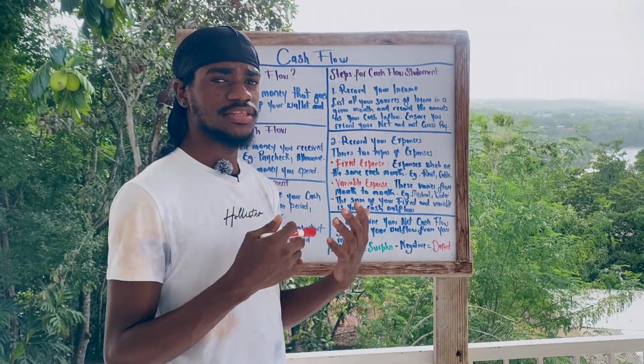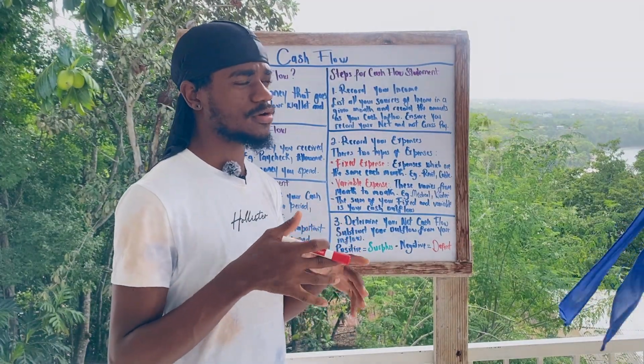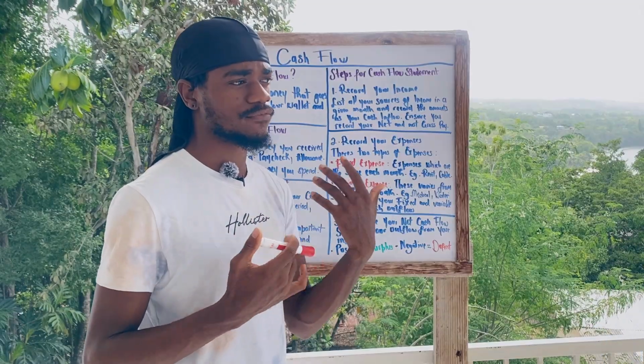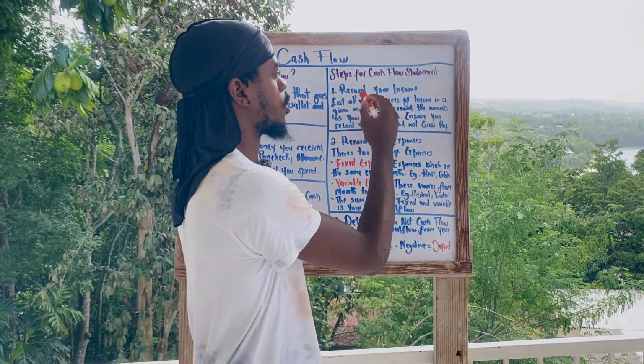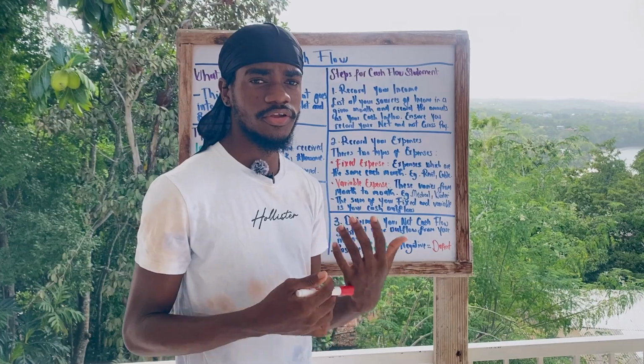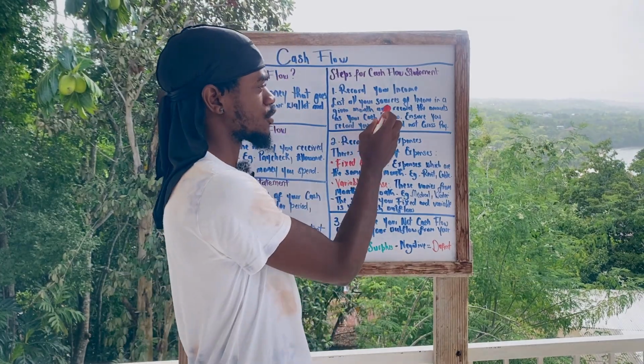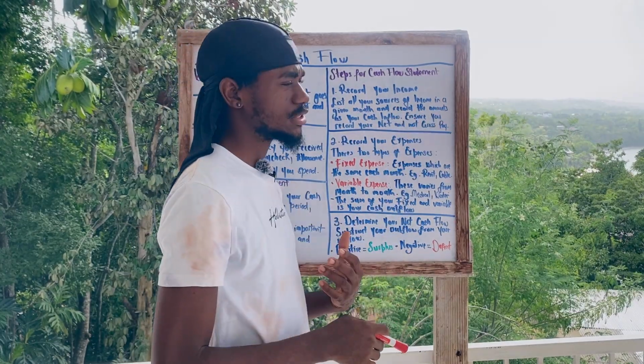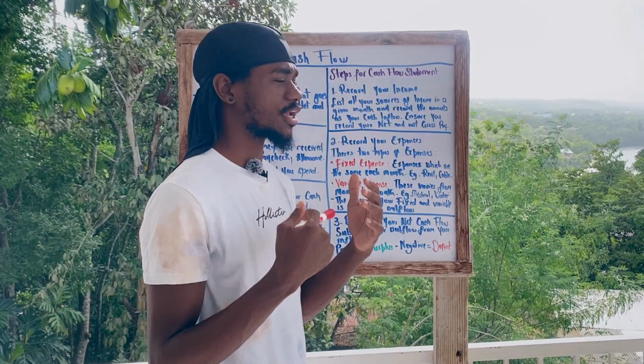Okay, so when creating your cash flow statement, there are three basic steps we have to follow. The first one is to record your income. By recording your income, you are going to list all your sources of income in a given month and record the amount as your cash flow.